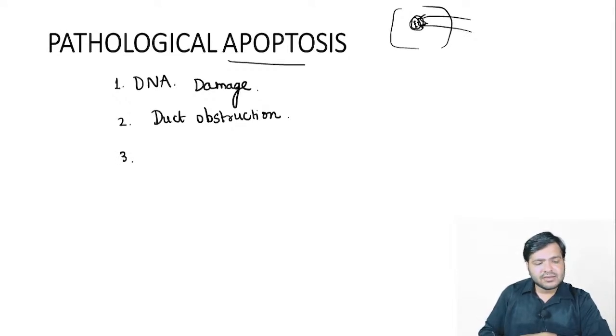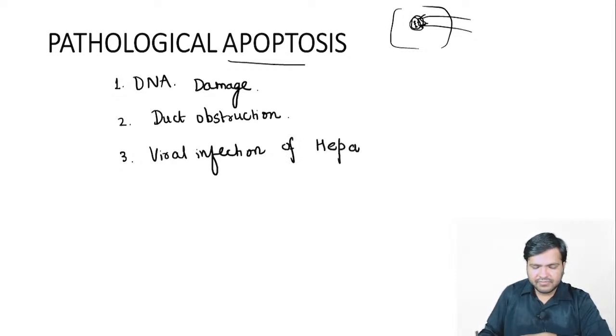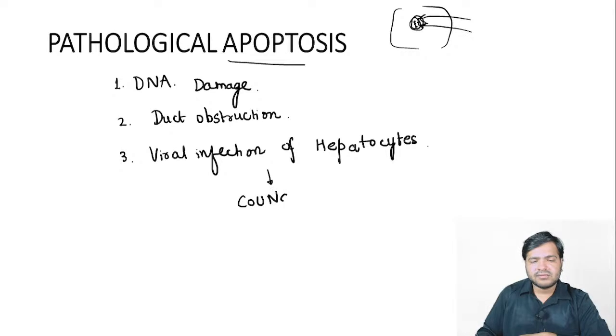Apart from that, guys, remember we have viral infection of hepatocytes. Okay, that is councilman bodies. Councilman bodies. That is typically referred to as the apoptotic bodies.